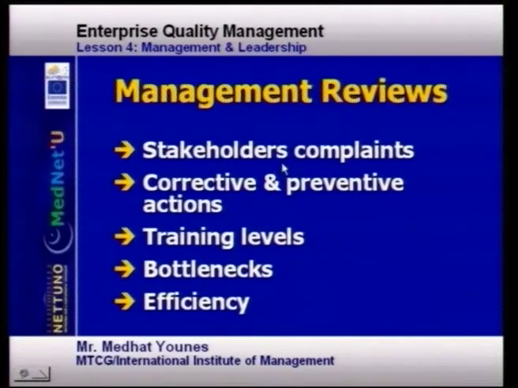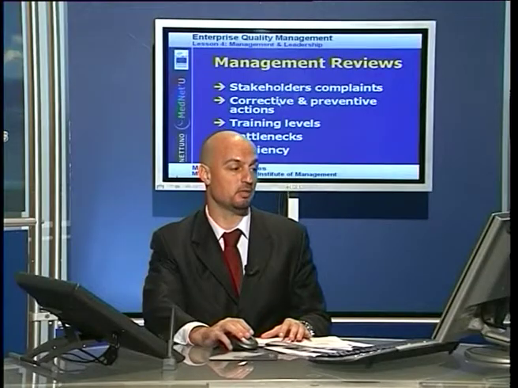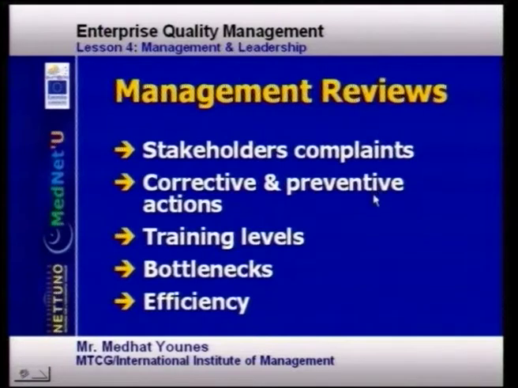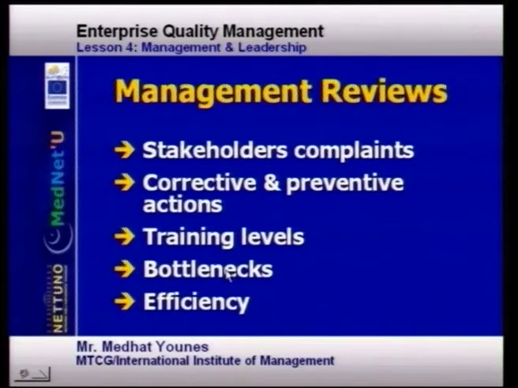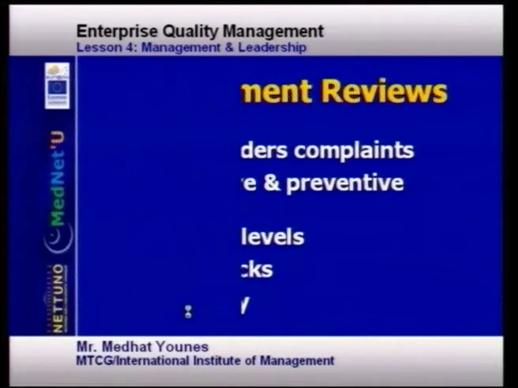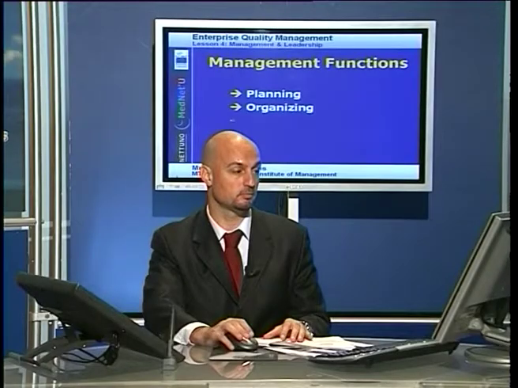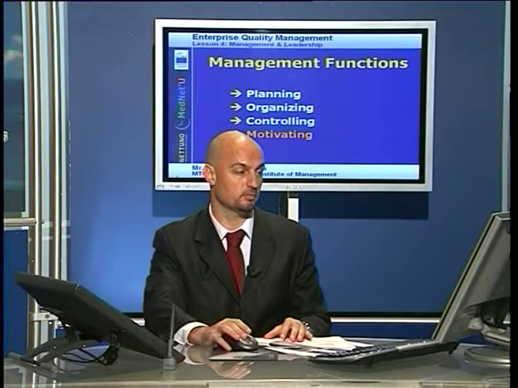Managers also review stakeholder complaints, and based on that, they will take corrective actions and prevent future errors or defects from occurring. They review the training levels and conduct training as needed within the organization. They review process bottlenecks, whether it's a manufacturing process or a business process, and minimize those. They review the efficiency of the system and its effectiveness, of course.